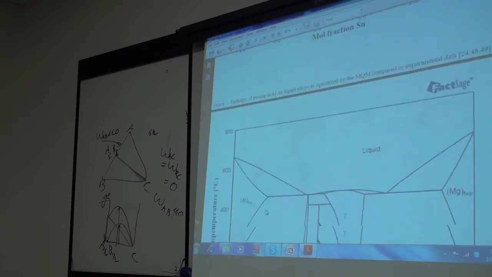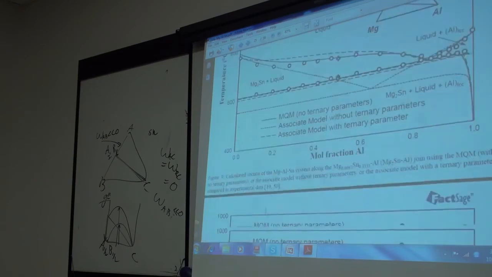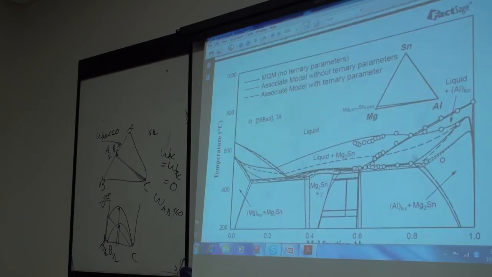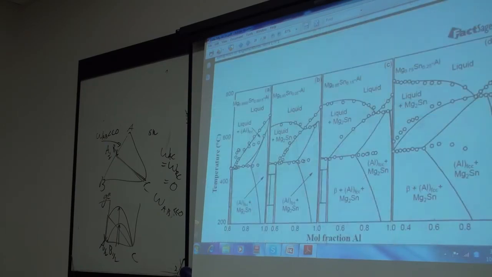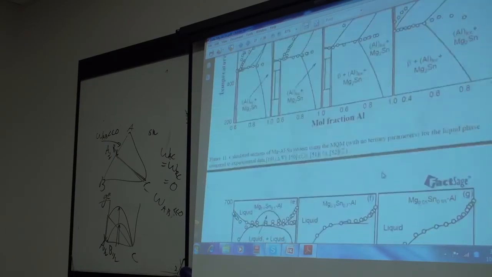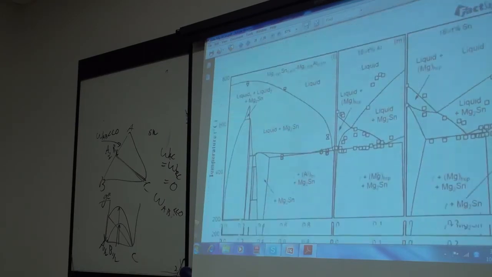Similarly, we're fitting the heats of mixing. That's along another line. These are along different sections. These are experimental and calculated points along various sections of the diagram. You can look this paper over. These are other sections. And this is with no ternary parameters.